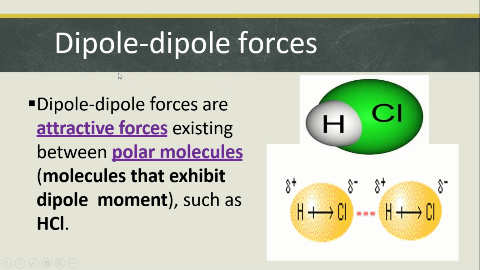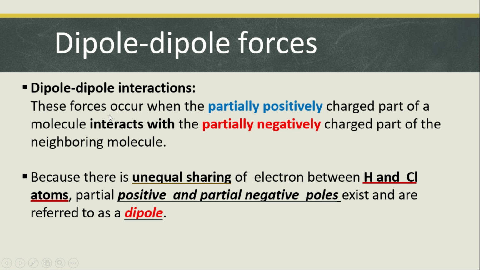So dipole-dipole forces, that's why it's called dipole-dipole. Again, take note class, dipole can only be present in polar bonds. Okay, so polar molecules, dipole-dipole. So it's between a polar and a polar molecule, just like in this example. So dipole-dipole interactions, these forces occur when the partially positive charge part of the molecule interacts with the partially negative charge part of the neighboring molecule. So these opposite charges attract each other.